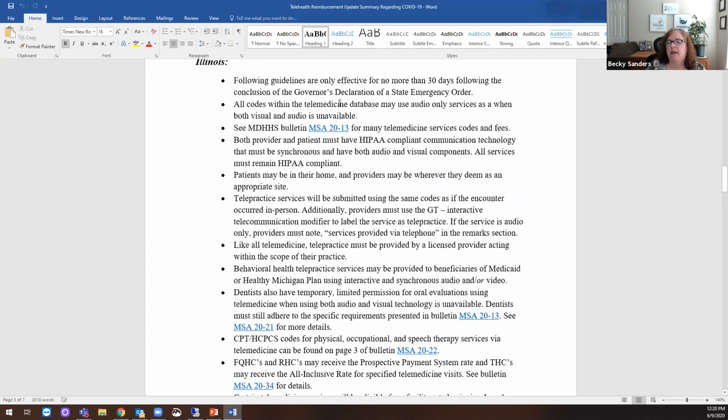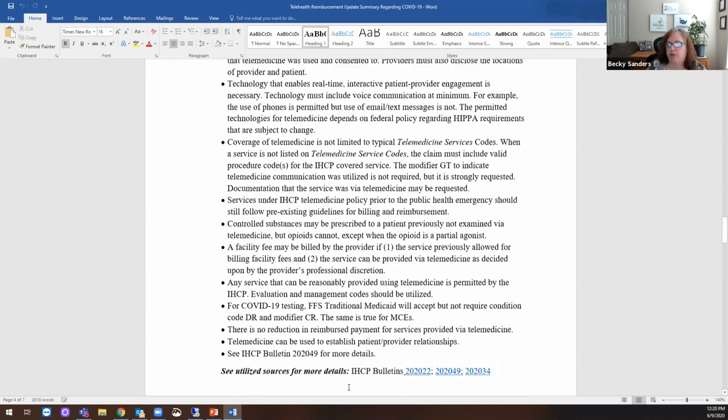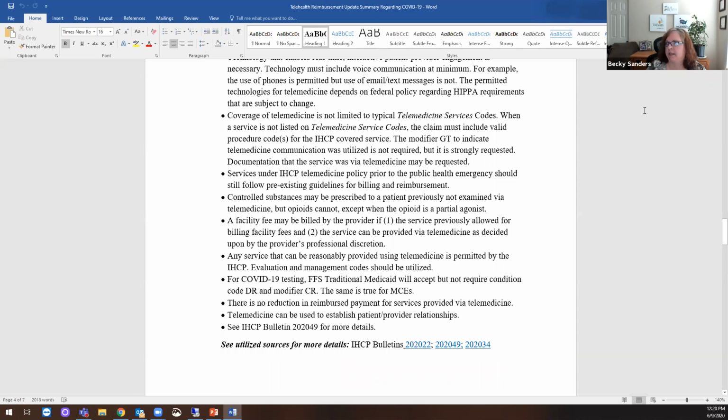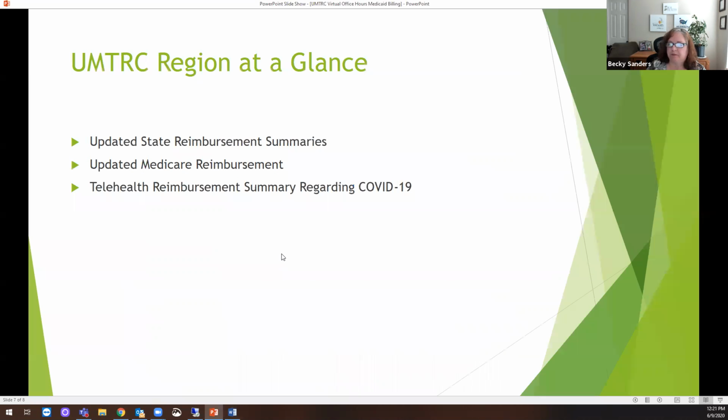And then we see the individual language for each state where you can go and find those bulletins and different information that affects FQHCs and RHCs, and that follows through for every single state. So I wanted to share that information with you today. Questions about those resources?